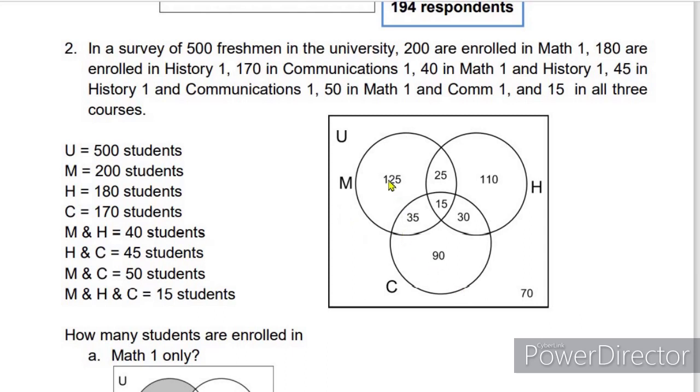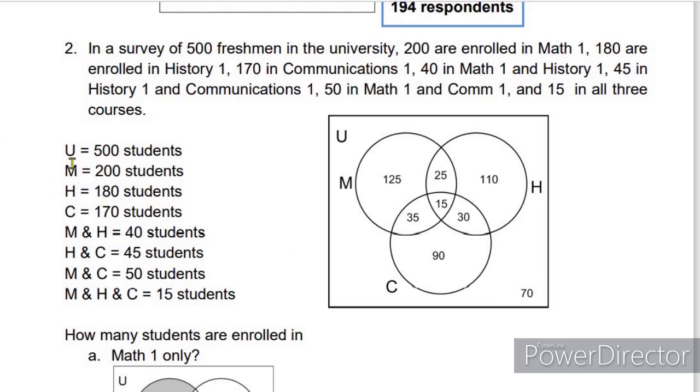So 125 plus 25, 15, plus 35 belongs to M or Math 1. That's why it is the total of 200. Okay? So for History 1, 25, 15, 30, 110, they all belong to History 1. And for Communication 1, 35, 15, 30, 90, they all belong with Communication 1. And the figure 70 here means that they are the students or freshmen that are not yet enrolled. Okay? So you have your summary here.